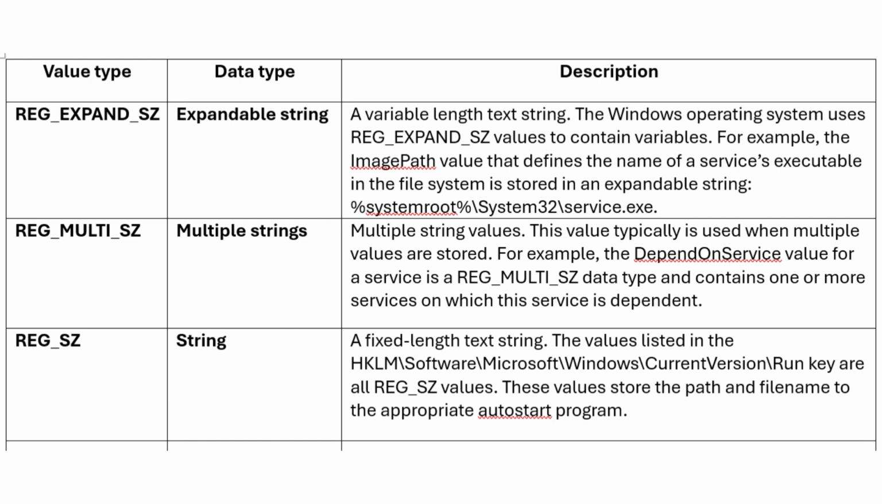REG_MULTI_SZ, multiple strings. Multiple string values. This value typically is used when multiple values are stored. For example, the DependOnService value for a service is a REG_MULTI_SZ data type and contains one or more services on which this service is dependent.